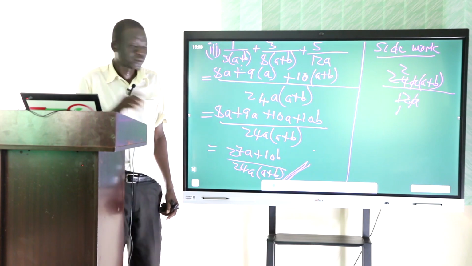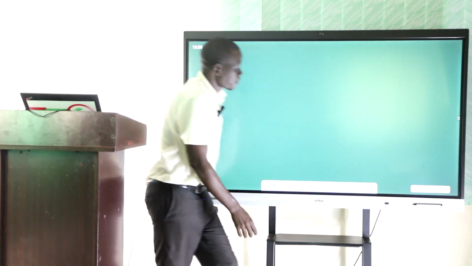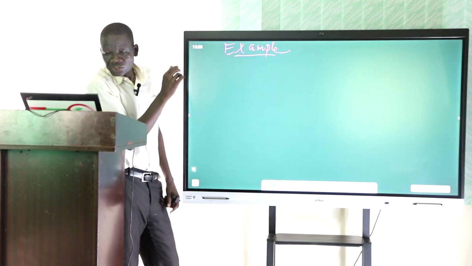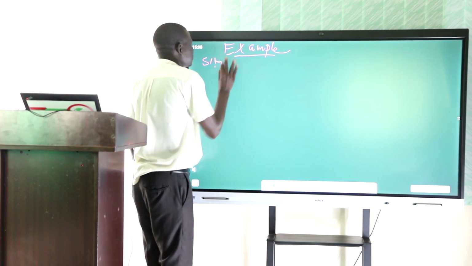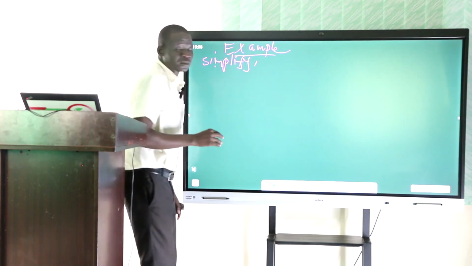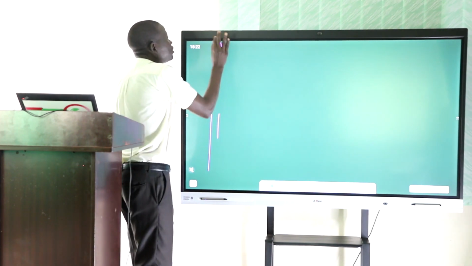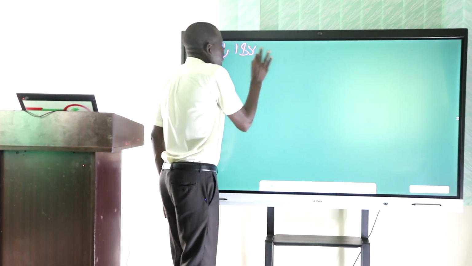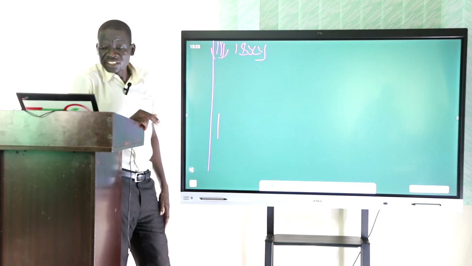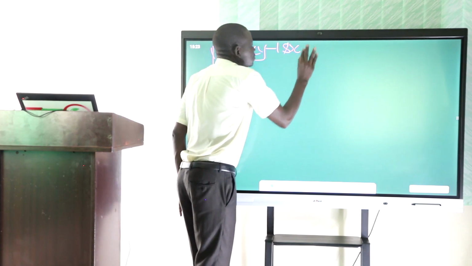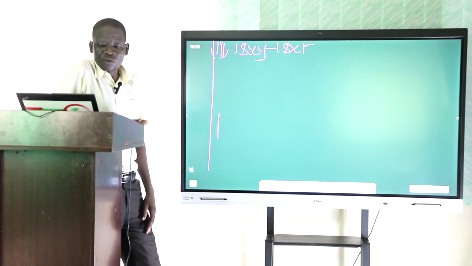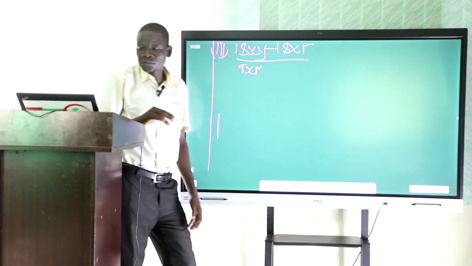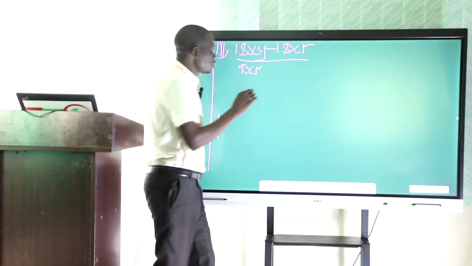Example. The question says simplify 18xy minus 18xr over 9xr minus 9xy.